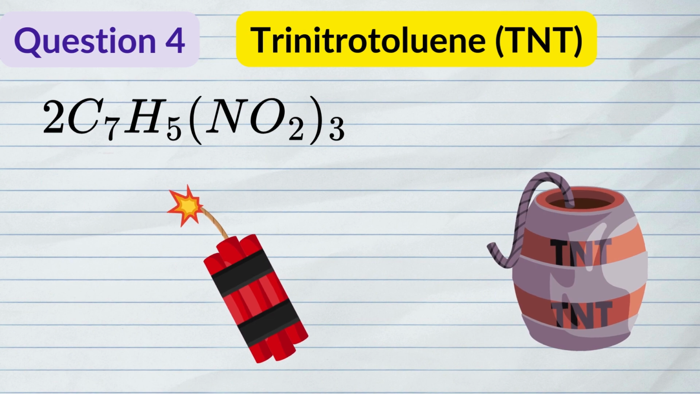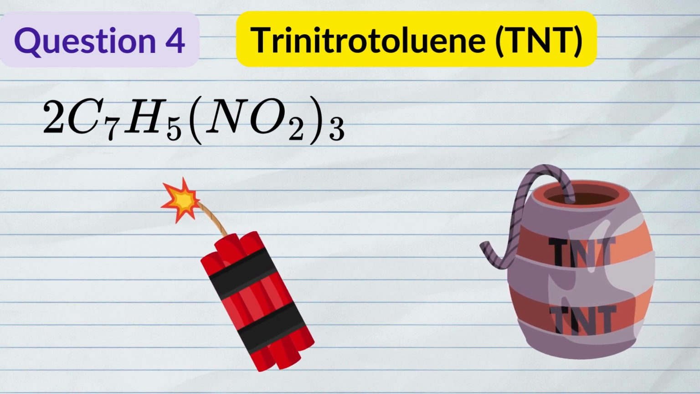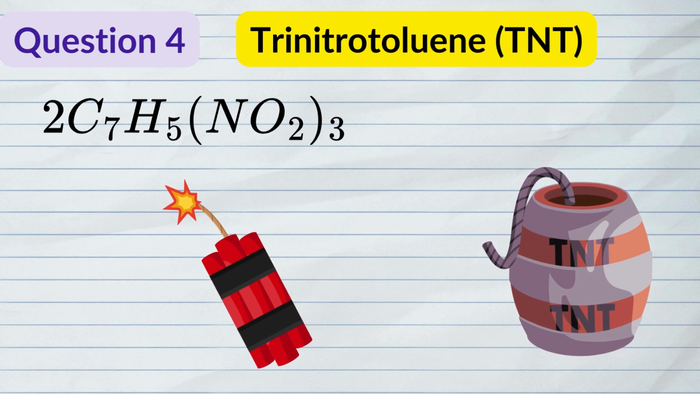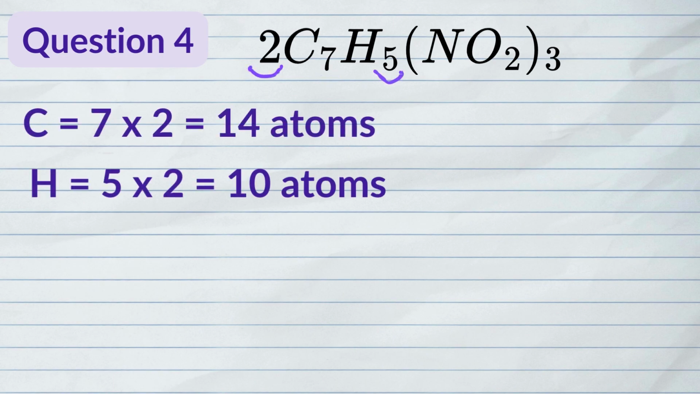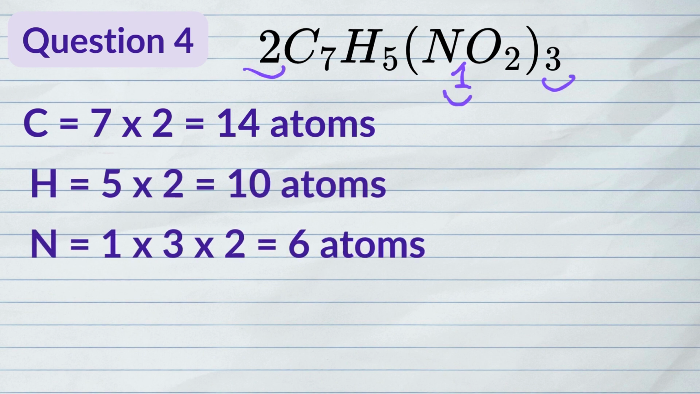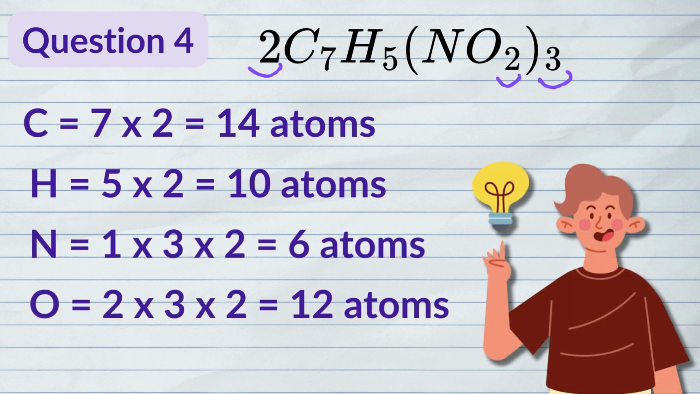Question 4. TNT, trinitrotoluene, 2C7H5(NO2)3. There are 2 molecules of TNT here, so carbon equals subscript 7 times coefficient 2 equals 14 atoms. Hydrogen equals subscript 5 times coefficient 2 equals 10 atoms. Nitrogen equals subscript 1 times subscript 3 outside parenthesis times coefficient 2 equals 6 atoms. Oxygen equals subscript 2 times subscript 3 outside parenthesis times coefficient 2 equals 12 atoms.